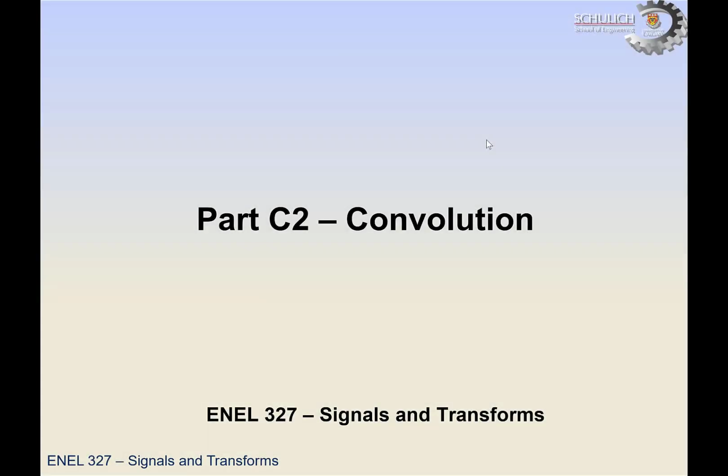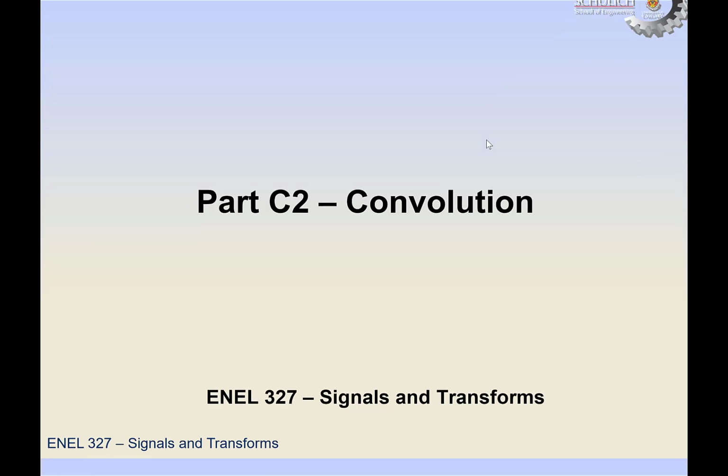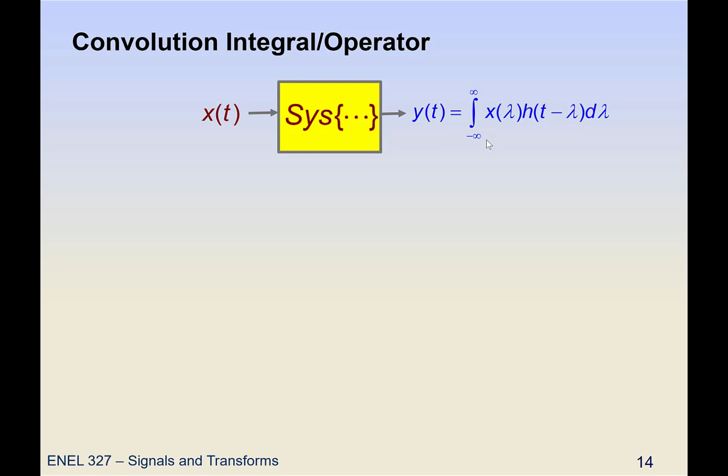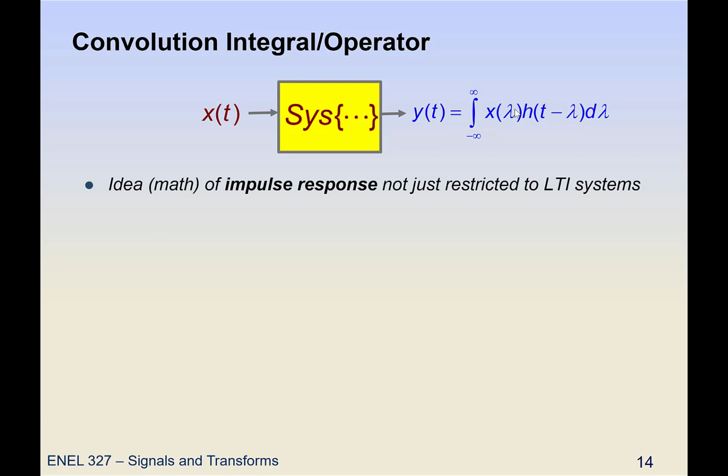Okay, so this leads to the idea of impulse response leads to the idea of convolution. So if we take a look at that representation of input and output of the system, now we have found how to find the output for any input. So as long as we know the impulse response, we can find the output to any input. But that idea of the impulse response is not just restricted to LTI systems.